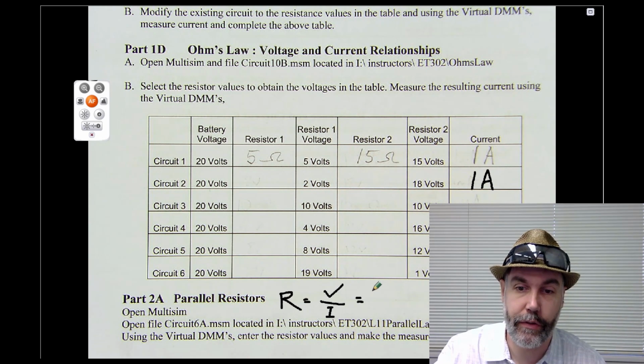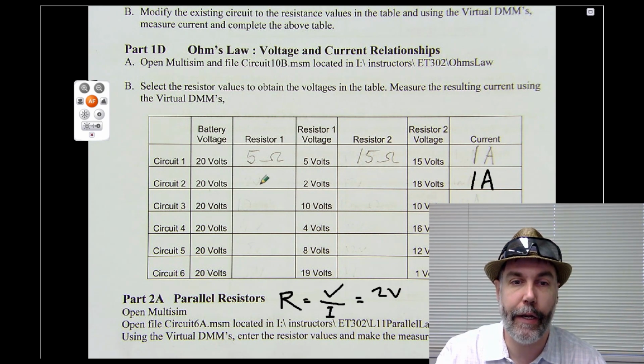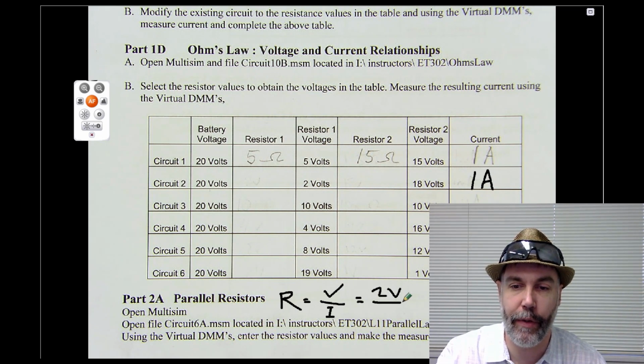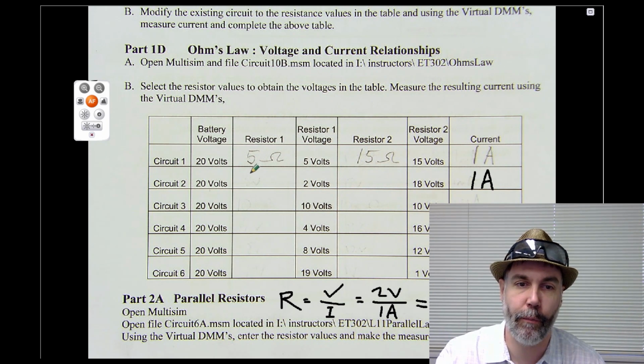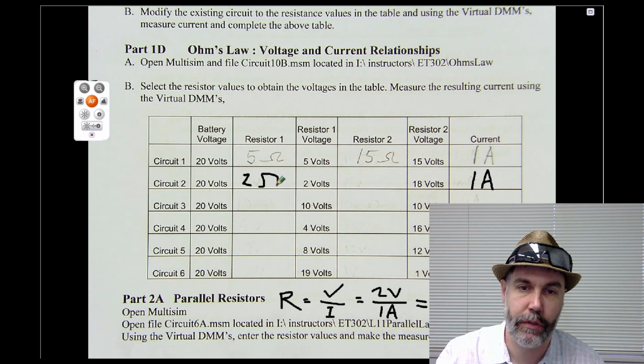So that's 2 volts. And then my current, I just picked that to be 1 amp. So 2 volts divided by 1 amp. So what's 2 divided by 1? 2. That's exactly right. So we get 2 ohms. So that would be what I would pick for resistor 1. Would be 2 ohms. Okay?